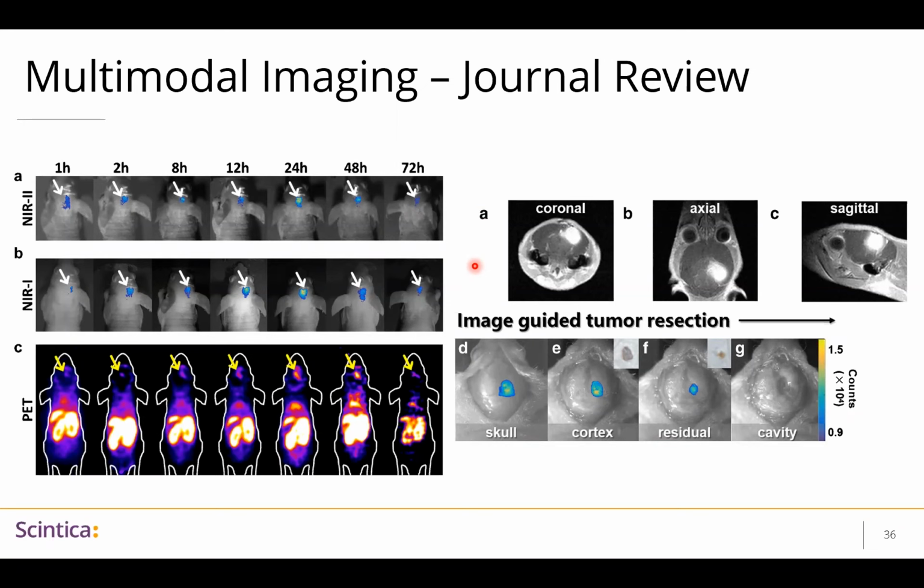And then near-IR imaging was used intraoperatively to help guide the resection and minimize the damage to the surrounding tissue. So what you can see here is with the skull intact, we can see there's signal coming from the tumor. The skull is removed. We can again concentrate on the image from the cortex.